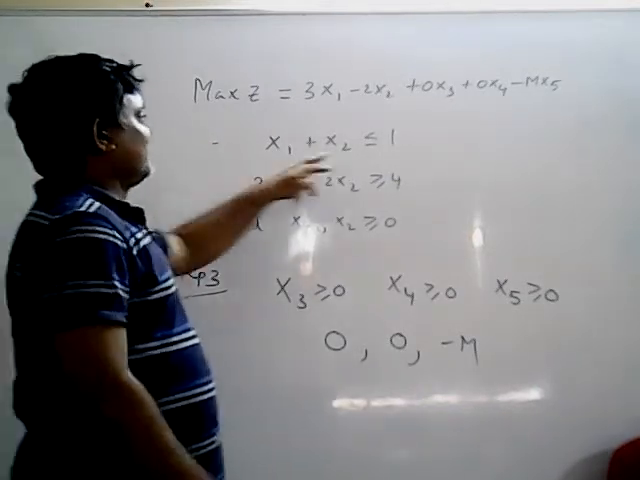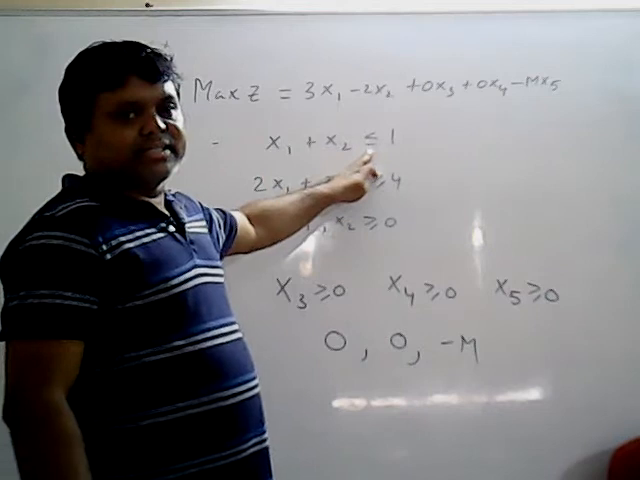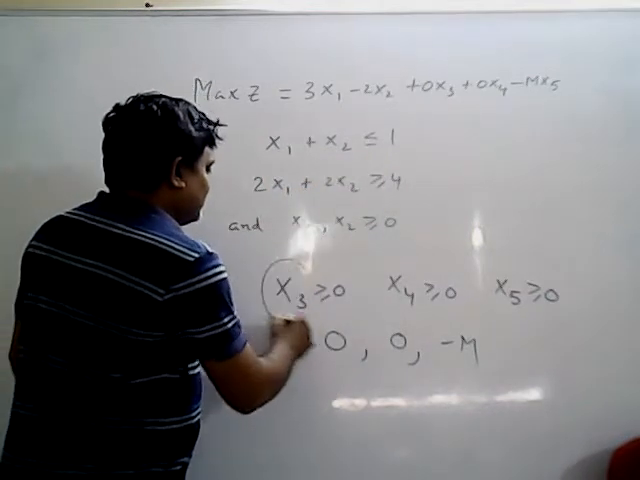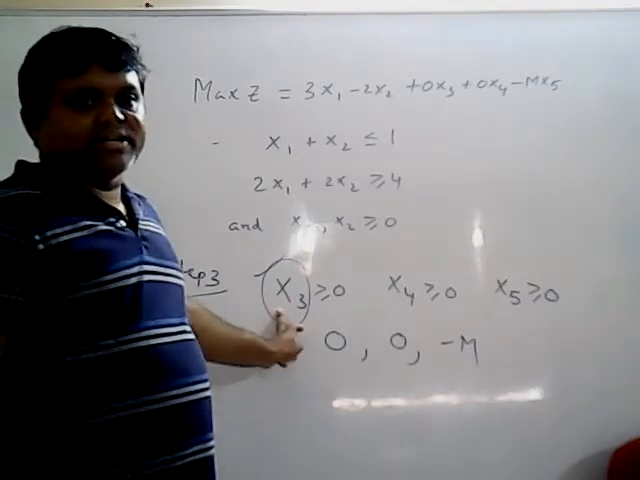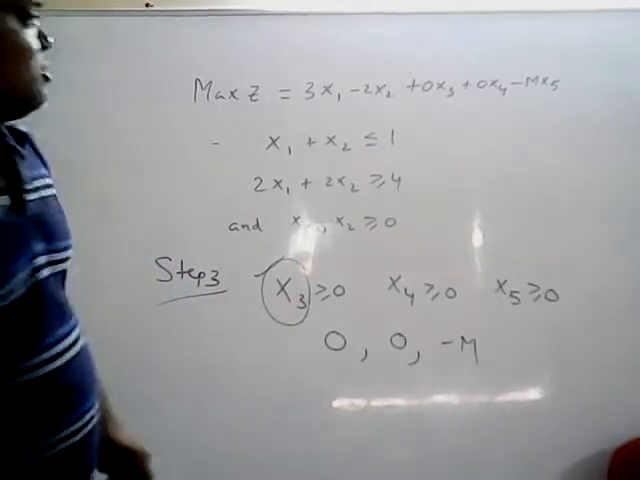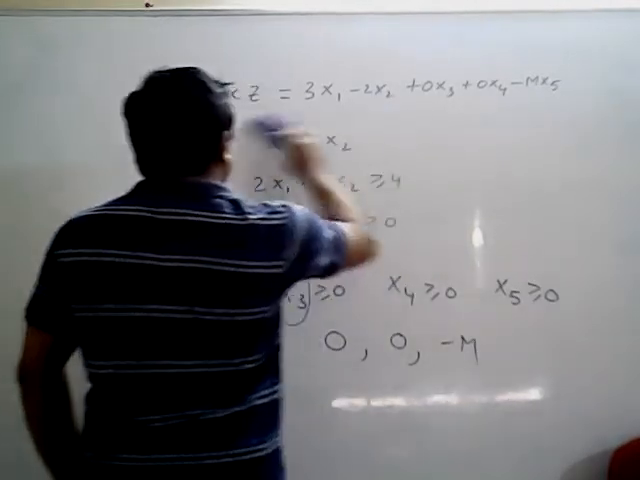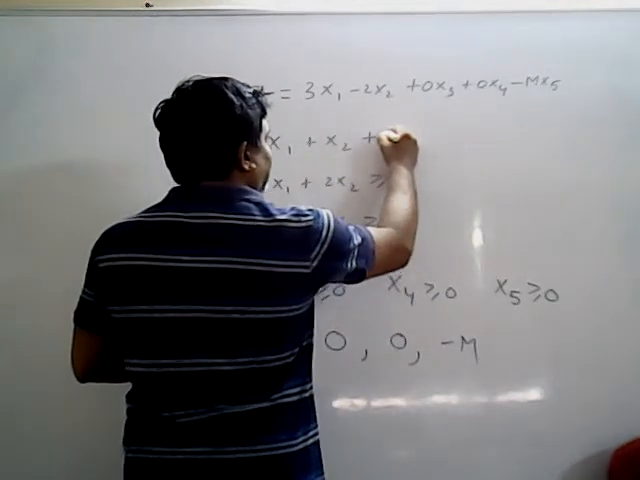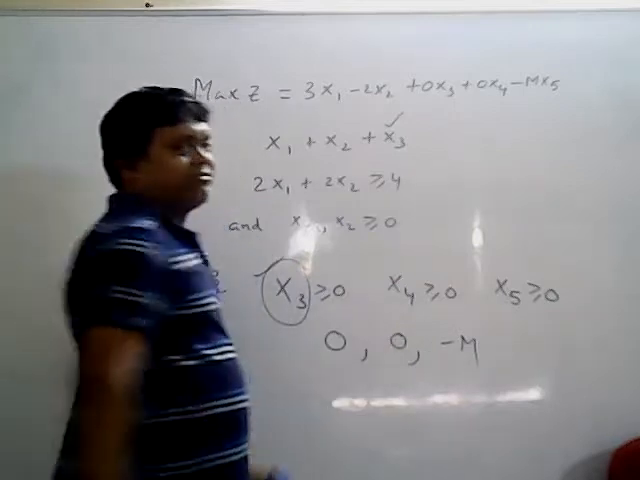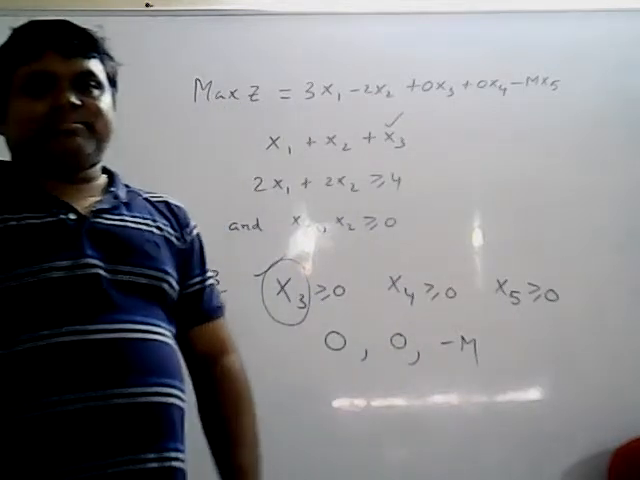Now see the first constraint. What is the first constraint? First constraint is less than or equal type. Less than or equal type means you require a slack variable. So what is the slack variable? Slack variable is x3. Is the slack variable added or subtracted? Added. Added means plus. So x1 plus x2 plus x3. The slack variable is added so that the inequality becomes equivalent.